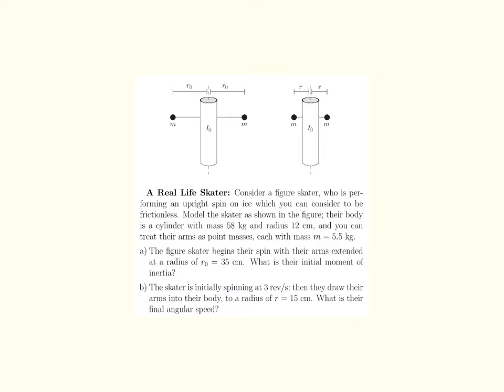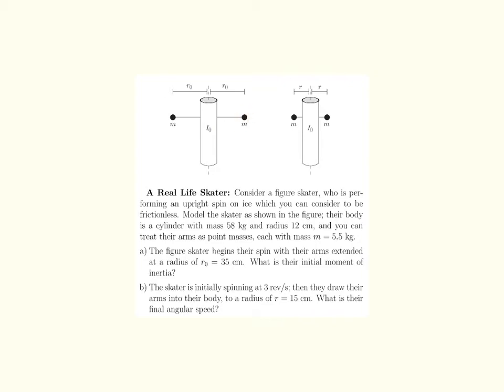So the skater's body is I0, that's going to be a disk, which is the same as a cylinder. That's going to be the same at the beginning and the end. And then it's going to have a radius of 12. That's right there. And the arms are going to be treated as point masses.